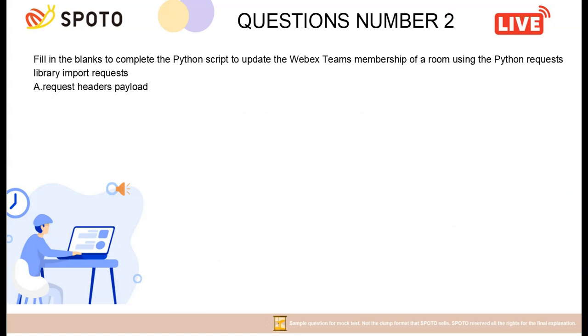Question 2. Fill in the blanks to complete the Python script to update the WebEx Teams membership of a room using the Python requests library. import requests, add request headers payload. You have 15 seconds to answer. Answer, A.